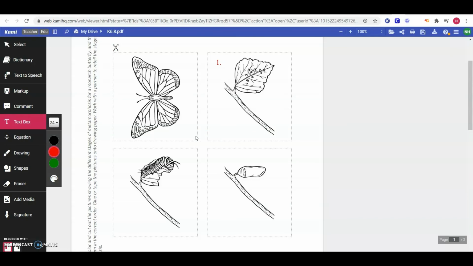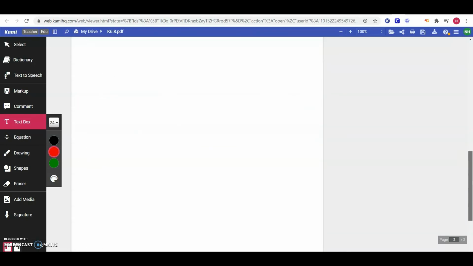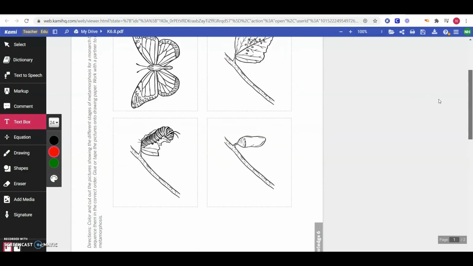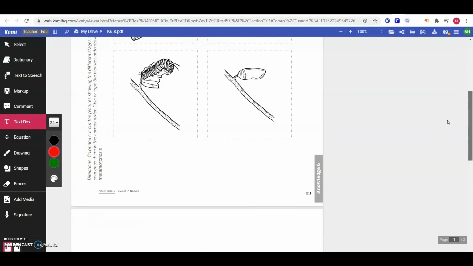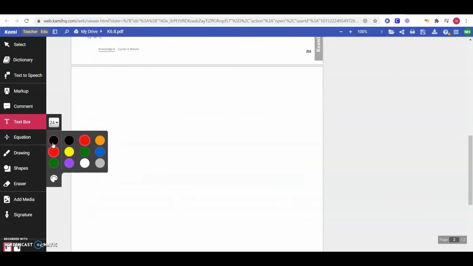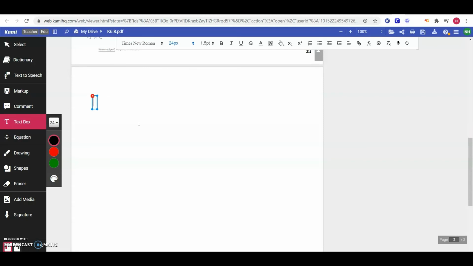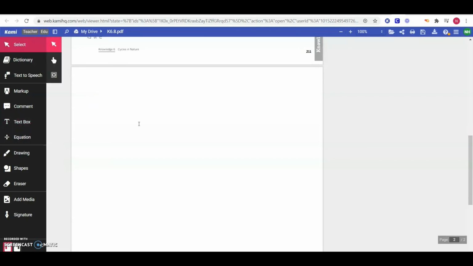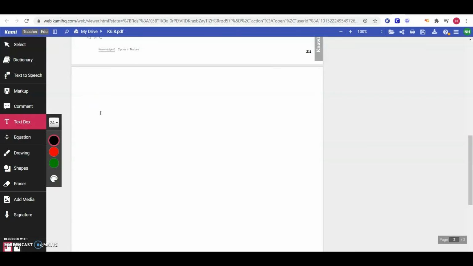When you have correctly numbered the stages of the life cycle of a butterfly, on the page underneath, we're going to write 4 sentences. We have 4 pictures, so we're going to write 4 sentences. You'll probably want to use a text box for this one. Each of your sentences will describe the first, second, third, and fourth stages in the life cycle of a butterfly.